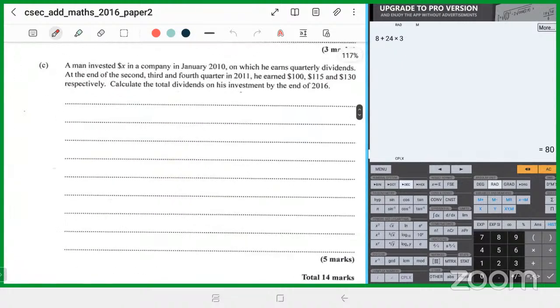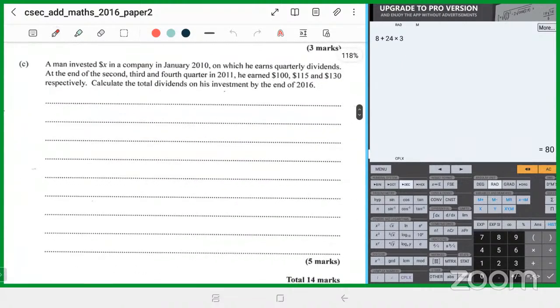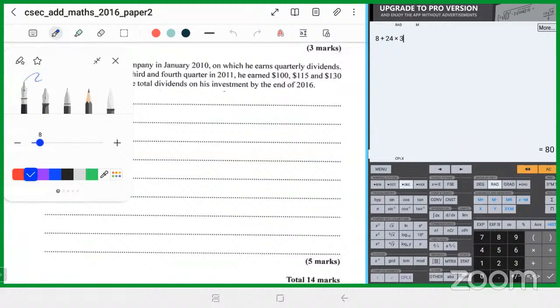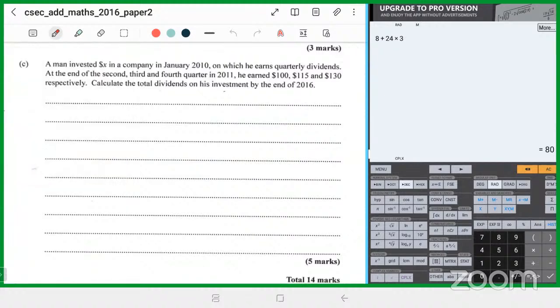Okay. All right, yeah. This one says: a man invested X dollars in a company in January. Remember this question. Concentrate and focus because the time is tight. So a man invested X dollars in a company in January 2010, on which he earns quarterly dividends. Every quarter he gets a dividend.